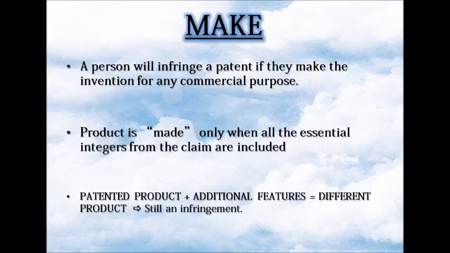If a person makes the patented product as an intermediate step in the manufacturing process, but includes additional features to it which are not included in the patent claim, such that the final product is different from the patented product, this will still be an infringement even if the end result is a non-infringing product.